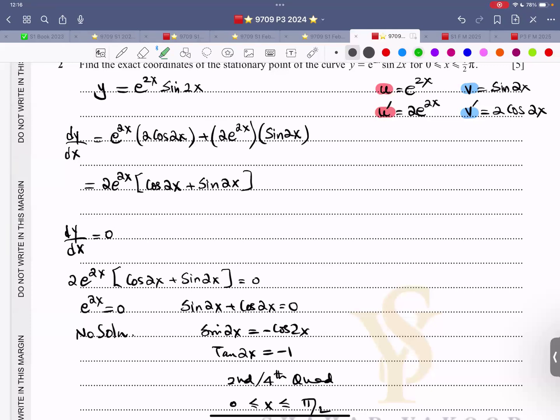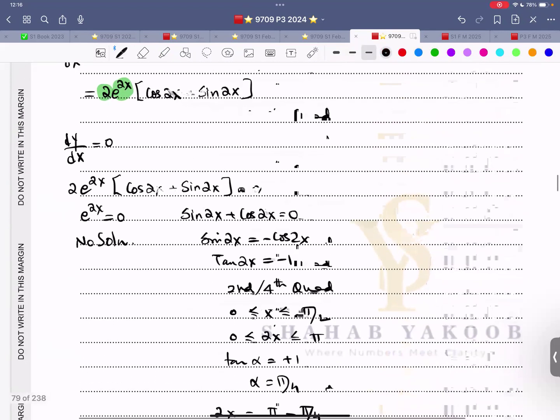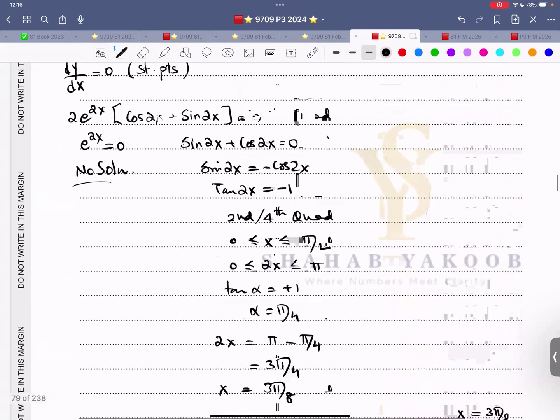Always make a habit of taking common wherever possible. I took this as common. Dy by dx is equals to 0. Write stationary points over here. E raised to any power will never be 0. No solution. You solve this thing.